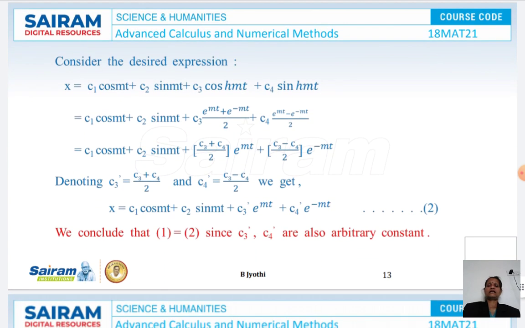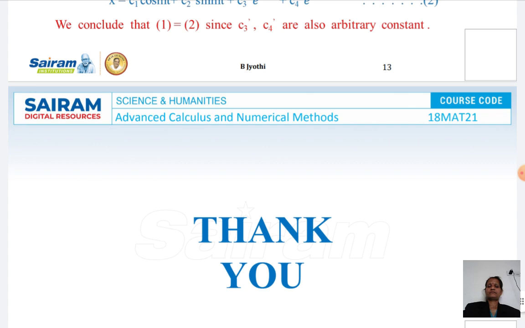Consider the desired expression, and this can be written in terms of cosh mt and sinh mt. So we conclude that c3 and c4 are also arbitrary constants.